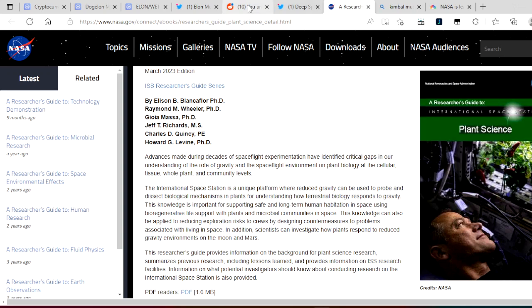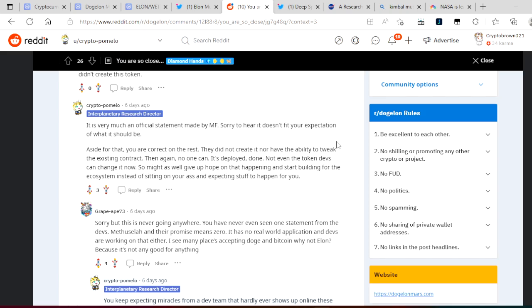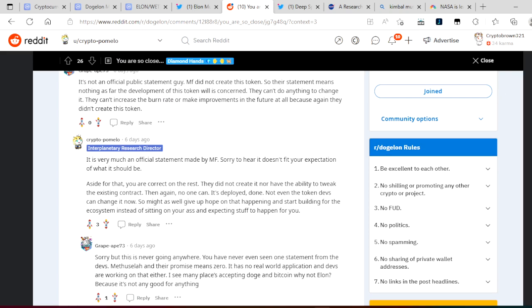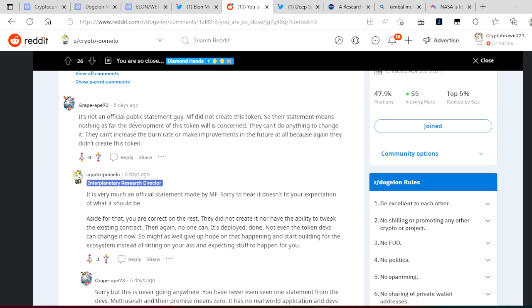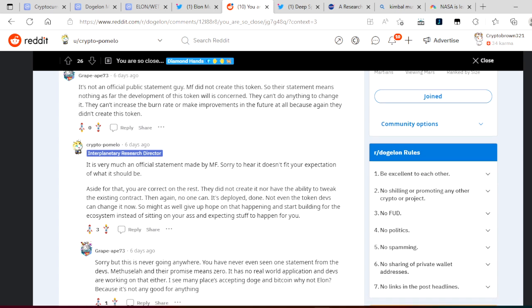Now, I've been looking at different types of messages, but shout out to Crypto Palmelo, and I'm gonna keep on reading this stuff to you. So this is what's going on right now. It's not an official public statement, guy. Methuselah Foundation did not create this token, so their statements mean nothing as far as the development of this token is concerned. They can't do anything to change it. They can't increase the burn rate or make improvements in the future at all because, again, they didn't create this token. That's when the people who asked the question had their own statement.